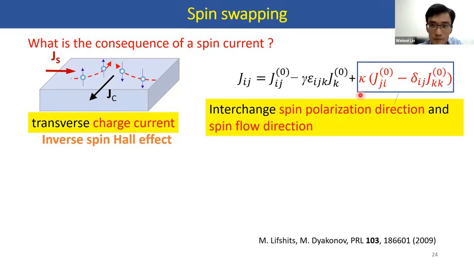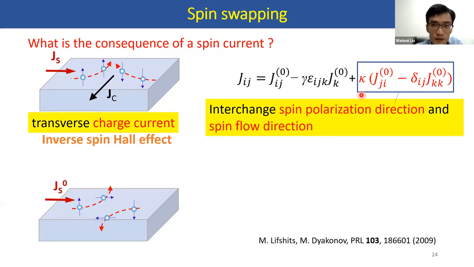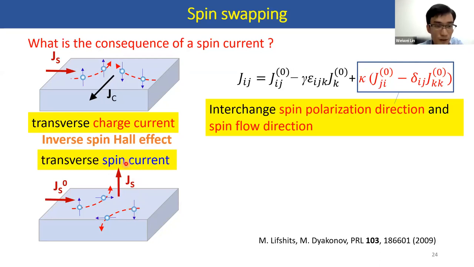From this equation, we know there will be no spin current if injected along, let's say, the x-axis. The spin up and the spin down move in opposite ways, and it's possible to induce not only a transverse charge current, but also a transverse spin current, with the interchange of the spin polarization direction and the spin flow direction.